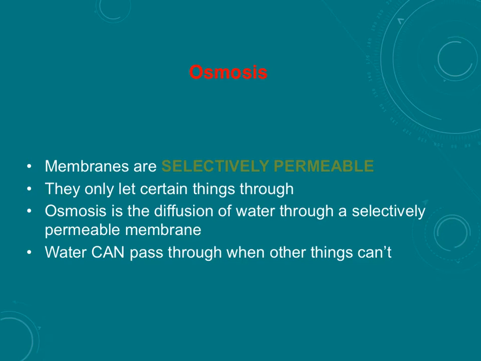Water can pass through just about any membrane, whereas sometimes the solutes that are dissolved in it cannot. So sometimes to balance out the sides of the membrane to create equal concentrations and equilibrium, it will be the water that will have to move to balance out the solutes.